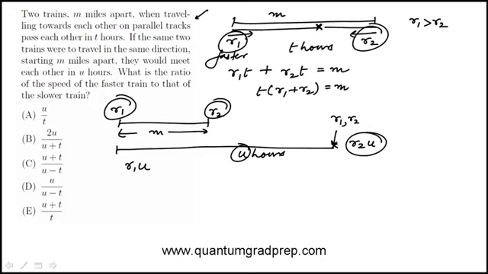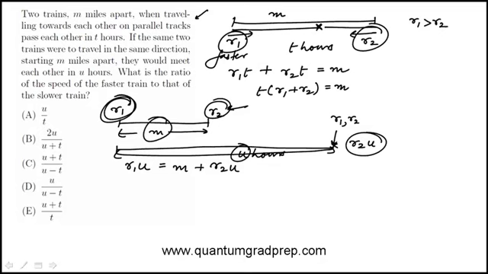Now, if we look at this, the total distance traveled by the faster train would be made up of the distance it has to make up, which is m, plus the distance that the other train, the slower train, has traveled. So that's the condition that tells us how these are related.